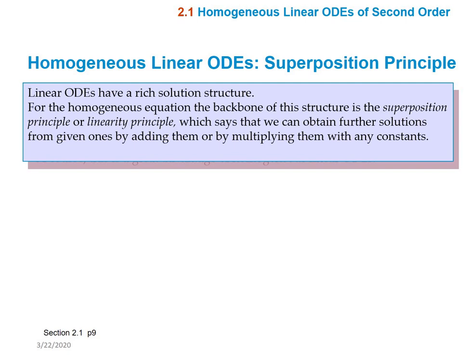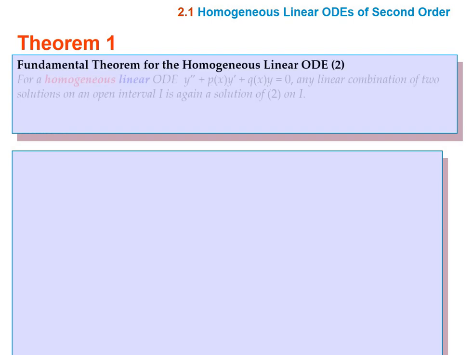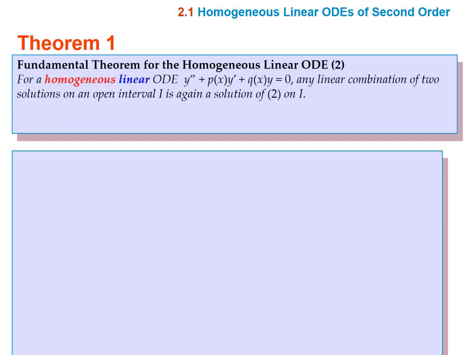Not only this, it also says that if you have two solutions and you add those two solutions together, the sum is going to be again a solution. And this is what we call the superposition principle or linearity principle. I'm going to explain it with one example, and this is the theorem.